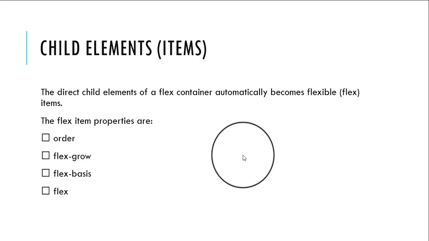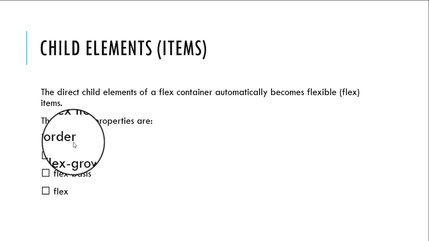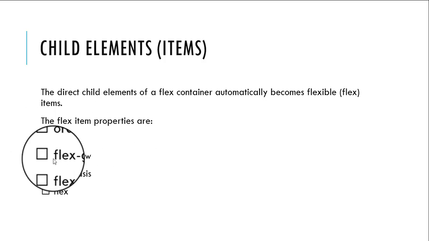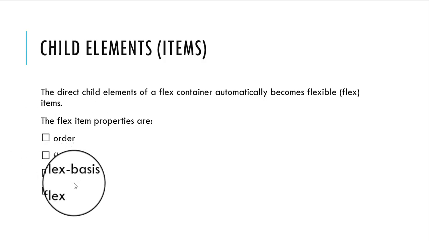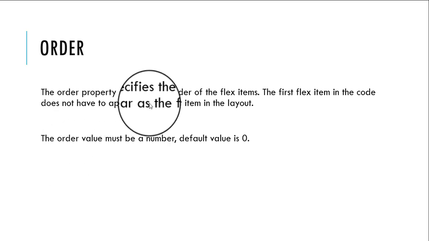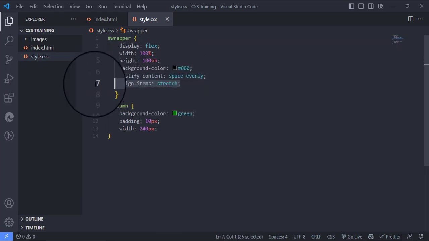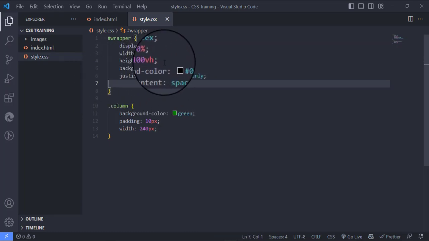So let's look at some of the properties that we can apply to the child elements of a flex box. Some of the properties are order, grow, and basis. The order property specifies the order of the flex items, how they are arranged. You can customize the order of the flex items using this order property. And the way we can do that is by doing this. I'm going to just take out this. I don't need this anymore. And I'll remove this as well.